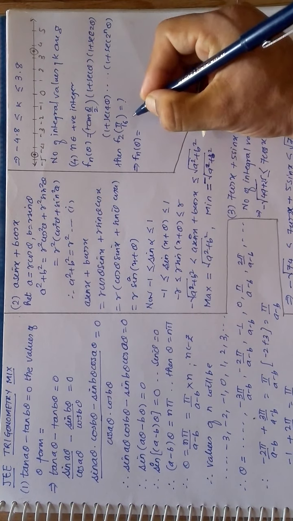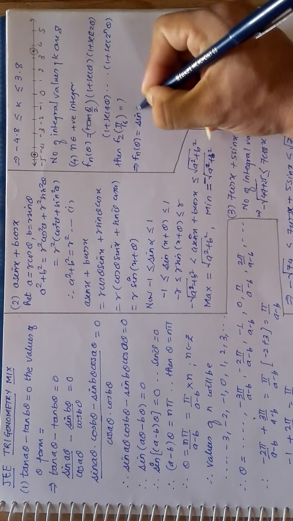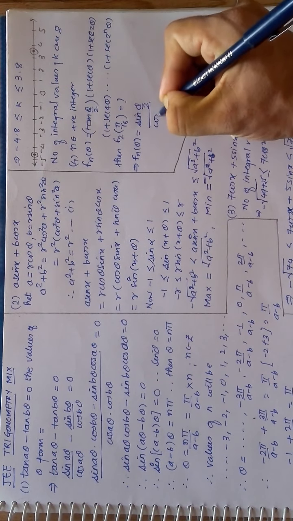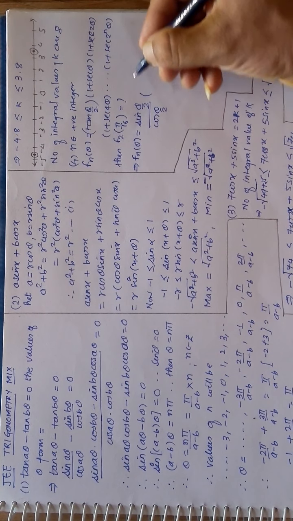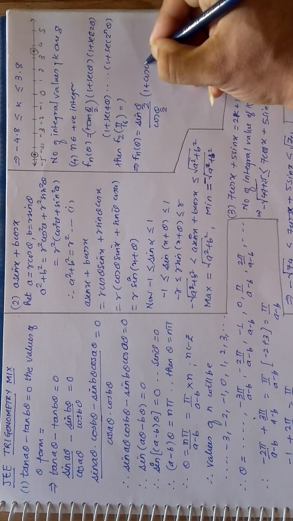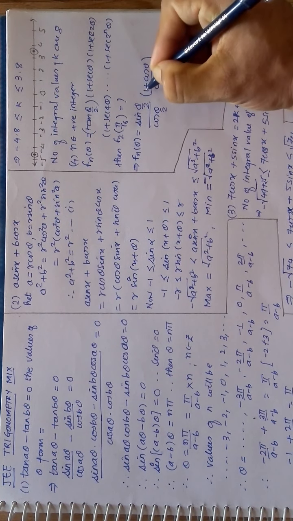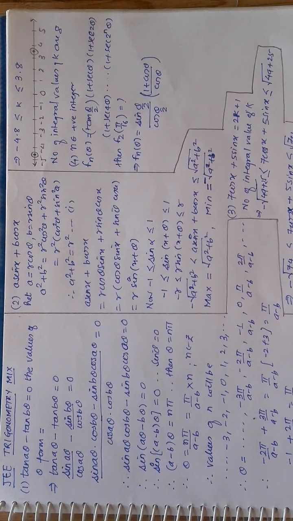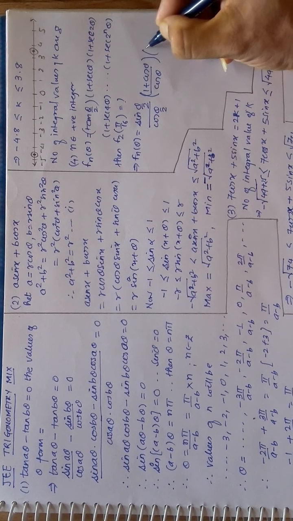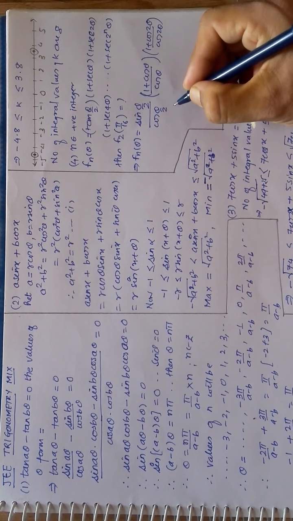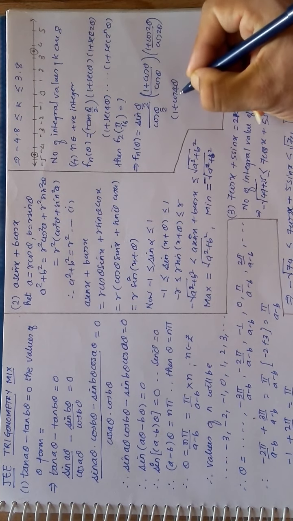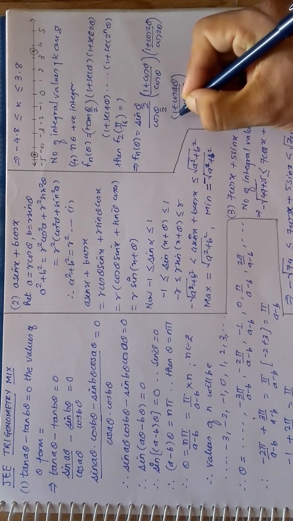f_n(theta): tan(theta/2) I am taking as sin(theta/2) upon cos(theta/2). And this 1 plus sec theta becomes (1 plus cos theta) upon cos theta. How it comes you may be knowing: sec theta is 1 upon cos theta, cross multiplying I get (1 plus cos theta) upon cos theta. So same thing I will get here: (1 plus cos 2 theta) upon cos 2 theta, then into (1 plus cos 4 theta) upon cos 4 theta, and so on.